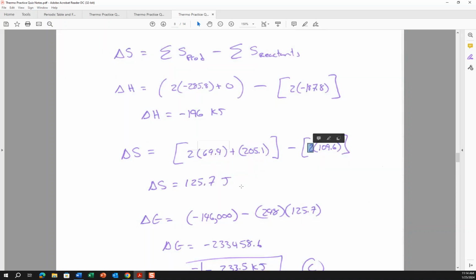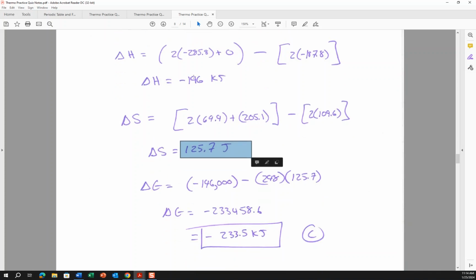And then we're going to take our delta H value, plug it in. We're going to take our delta S value, plug it in. Notice I converted to joules. You could convert this to kilojoules. I converted this to joules before I plugged it in. It still has its negative sign, right? So you're not changing the sign. You're just changing from negative that many kilojoules to negative that many joules.